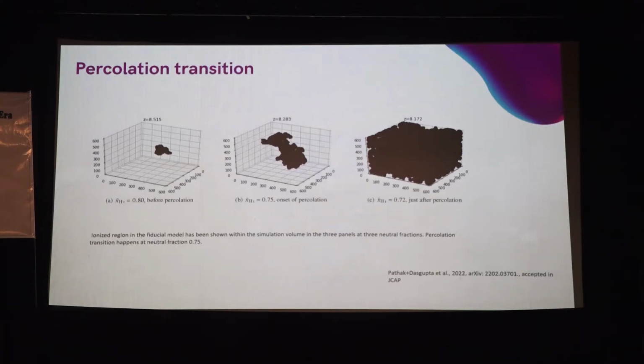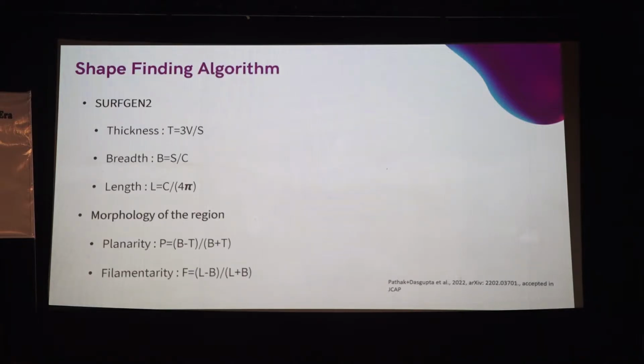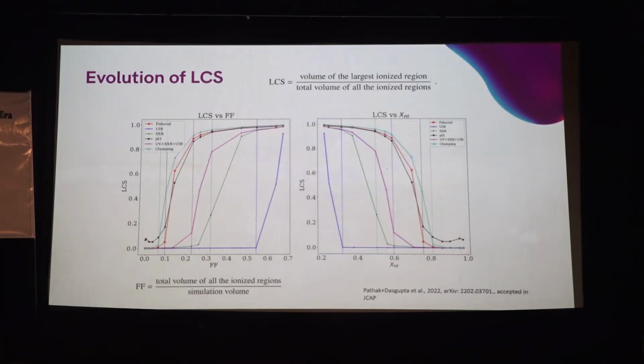And finally, we want to answer the question whether we can track this percolation process using this LCS method and this shape finder method. What you can see here is that we can actually distinguish between different reionization scenarios using this LCS. What we see is that there is an abrupt phase transition in the LCS where different small ionized regions coalesce together to form a big ionized region.